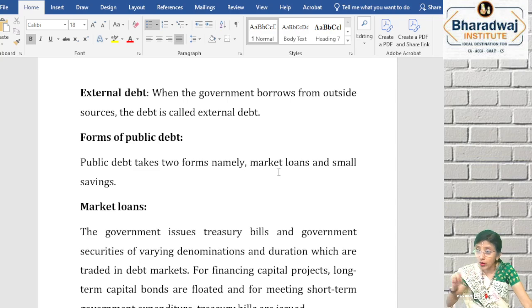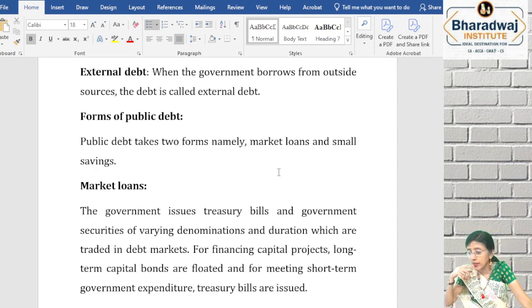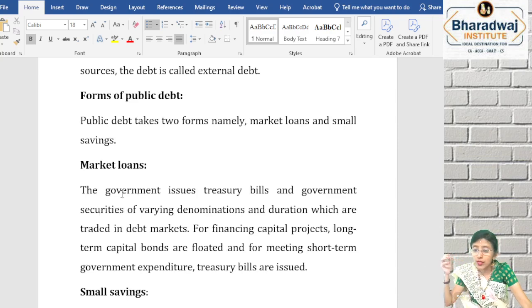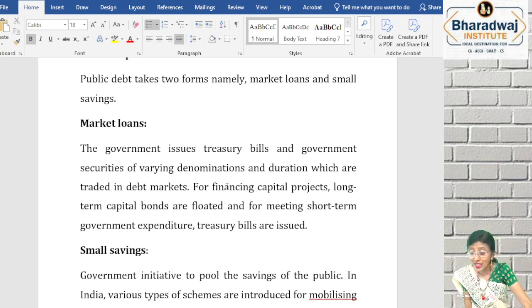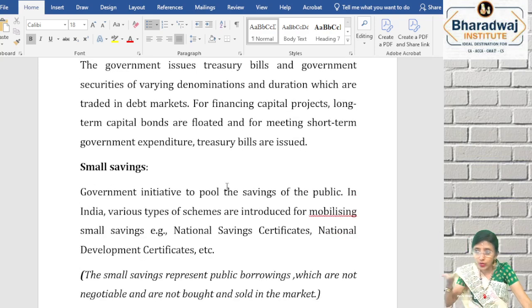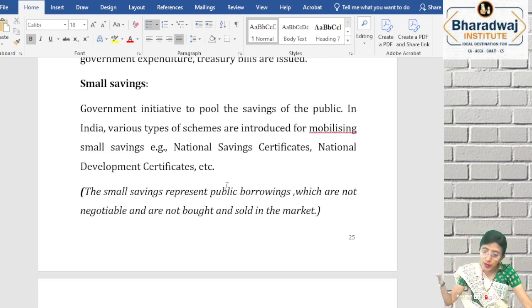Remember, market loans and small savings. Repeated question in the exam. What comes under market loans are your treasury bills and government securities. They all come under the market loans category. For financing major projects, the government generally issues treasury bills, T-bills. Small savings, I told you, savings certificates are there. National Savings Certificate and National Development Certificates are examples.